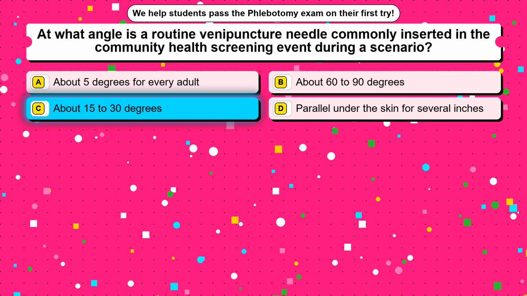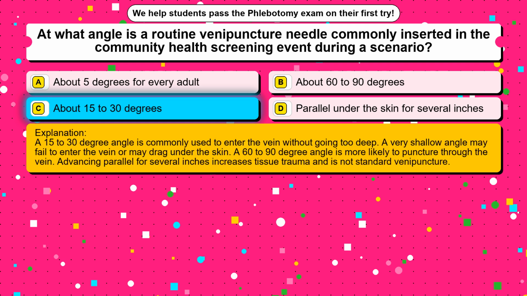The correct answer is option C, about 15 to 30 degrees. A 15 to 30 degree angle is commonly used to enter the vein without going too deep. A very shallow angle may fail to enter the vein or may drag under the skin. A 60 to 90 degree angle is more likely to puncture through the vein. Advancing parallel for several inches increases tissue trauma and is not standard venipuncture.